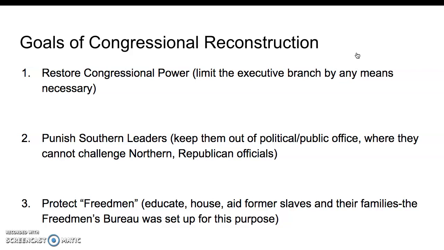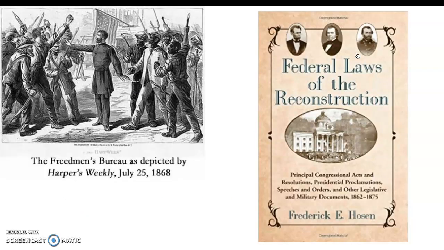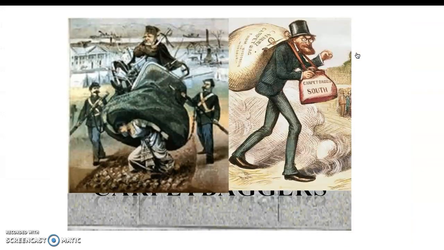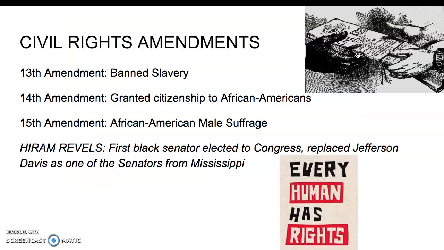They wanted to punish Southern leaders, keep them out of political or public office where they cannot challenge Northern Republican officials. They also wanted to protect the freedmen, these freed slaves: educate, house, aid former slaves and their families. The Freedmen's Bureau was set up for this purpose. This is going to lead to scalawags and carpetbaggers moving from the north to the south to take advantage of the population down there.